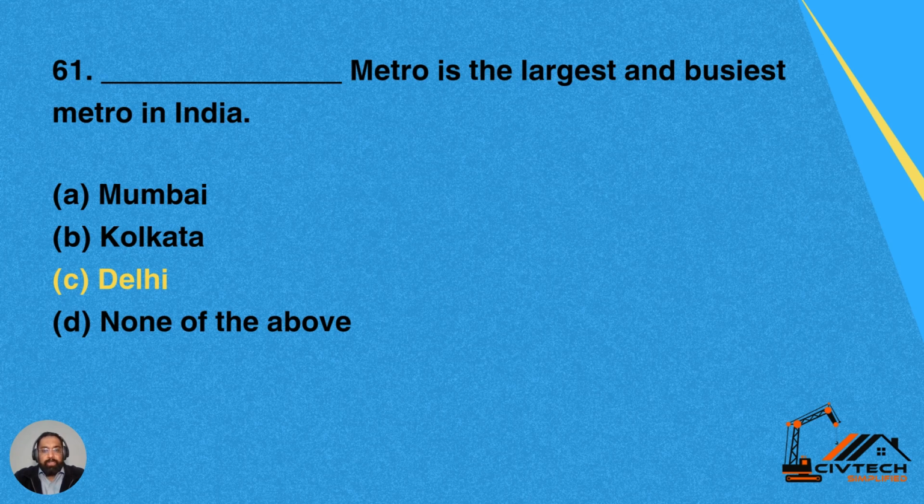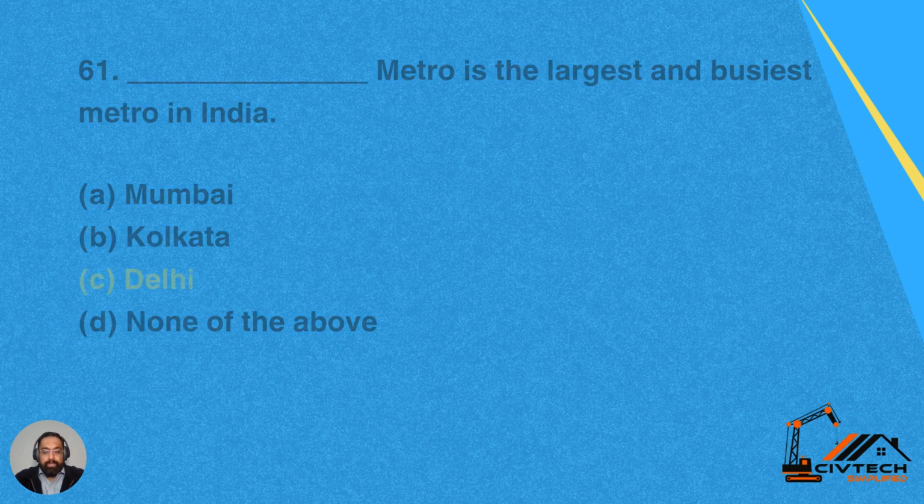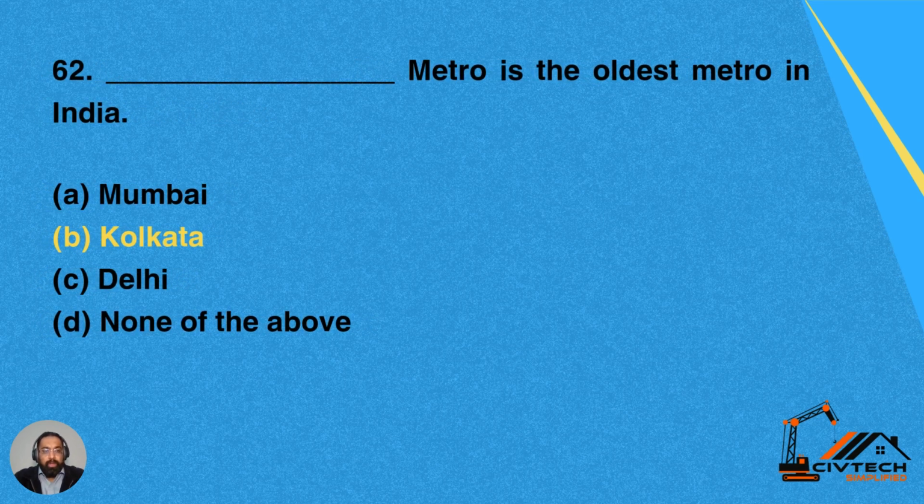Question 61. Dash Metro is the largest and busiest metro in India. Option A, Mumbai, option B, Kolkata, option C, Delhi, option D, none of the above. So Delhi's metro is the largest as well as busiest metro in India. C is the correct answer.